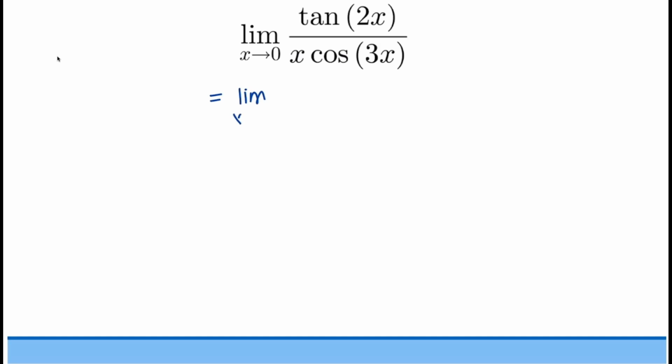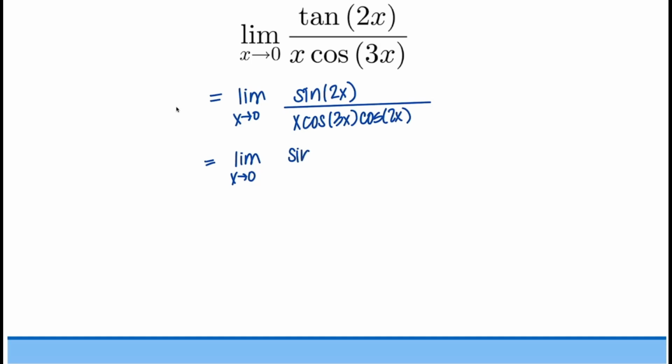I'm going to rewrite it as the limit as x approaches 0 of sine of 2x over, I already have an x and a cosine 3x in the denominator, and what's going to join it is a cosine 2x. So we've rewritten tangent using an identity, and now I can start to see sine of 2x over x, but of course I'm going to need it to be a 2x. So I'm going to go ahead and move the cosine functions over. I'm going to write this as the limit as x approaches 0 of sine of 2x over x times 1 over those cosine functions, cosine 3x, cosine 2x.